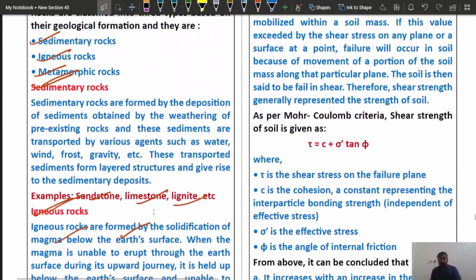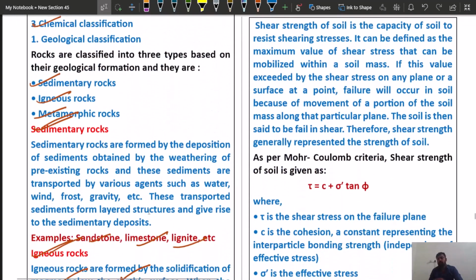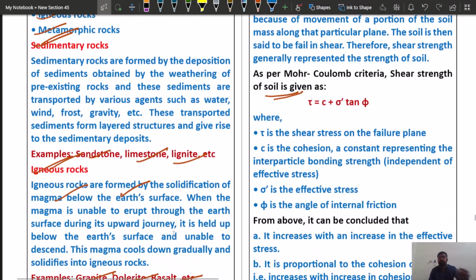If you are talking about the shear strength of soil, what is the shear strength of soil? Shear strength of soil is the capacity of soil to resist the shearing stresses, and the Mohr-Coulomb criterion gives the formula for the shear strength, tau equal to C plus sigma dash into tan phi, where tau is the shear stress on the failure plane, C is the cohesion, sigma dash is the effective stress, and phi is the angle of internal friction.